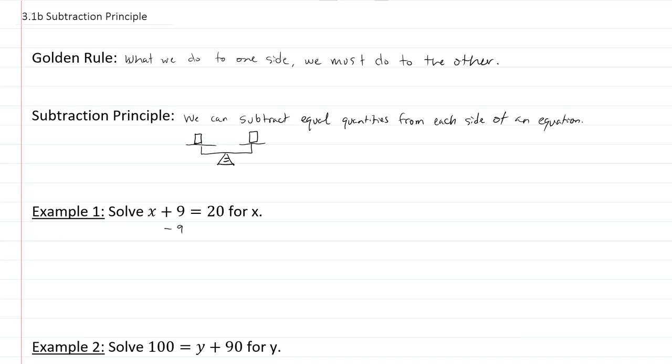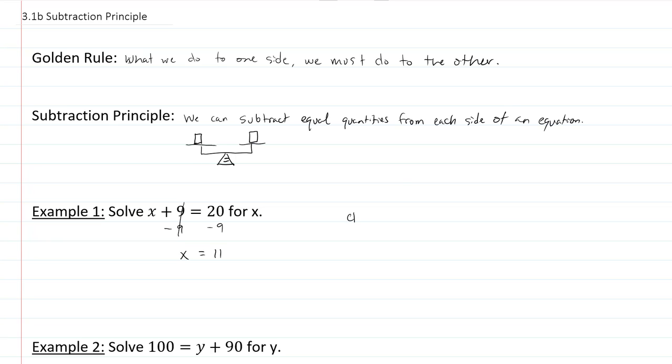So let's subtract 9 from both sides. And if I subtract 9 from the left-hand side, the positive and the negative 9 cancel. And 20 minus 9 is 11. So I get x equals 11. So x is alone. So x equals 11 is actually a solution to this equation.